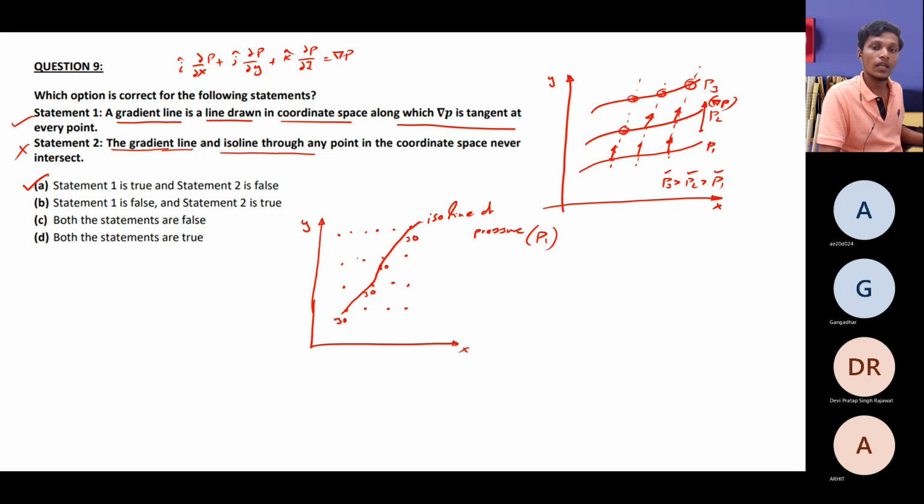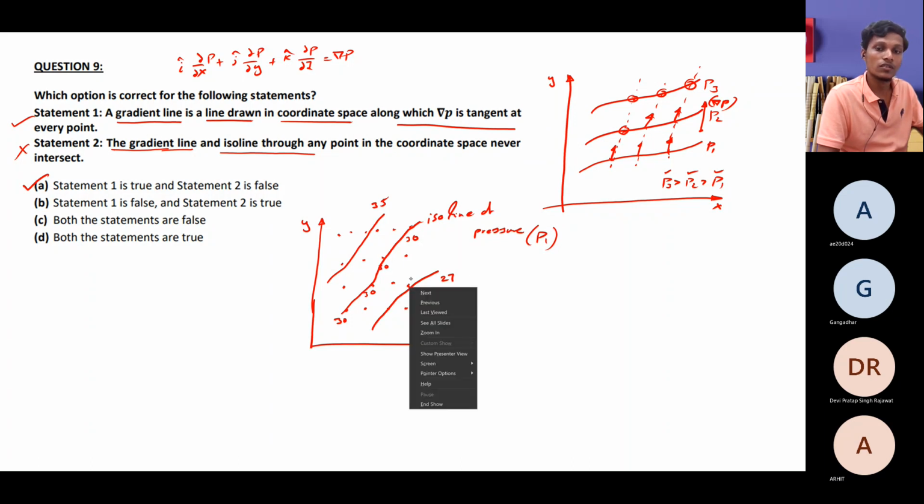Now, suppose you find another isoline passing like this, and one more isoline passing like this, and this isoline has 27 pascals, and this isoline has 35 pascals. Can you tell me which direction the gradient will be? Sir, from higher pressure to lower pressure? No, the gradient will be from lower pressure to higher pressure.